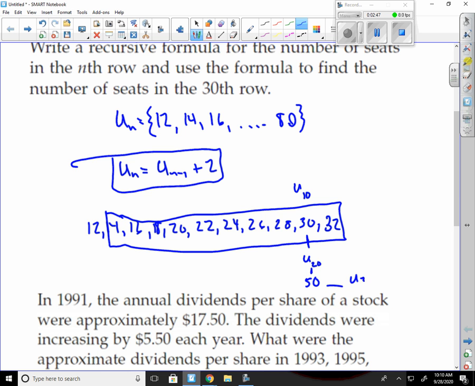U sub 30 is going to be adding 20 seats on to 50. So that would be 70. So when n equals 30, it's 70. You can list out all the terms, you get to the same exact answer. Just take you a little longer.